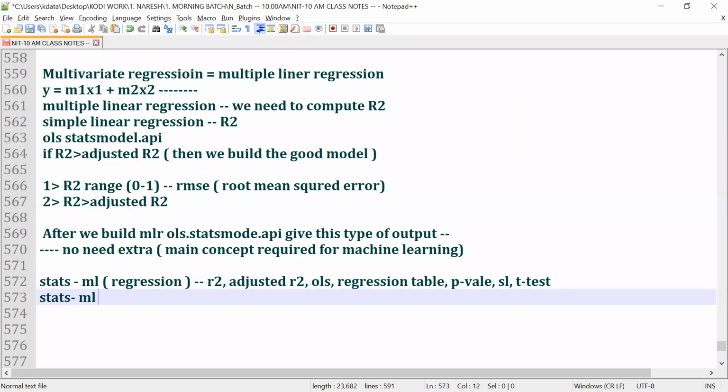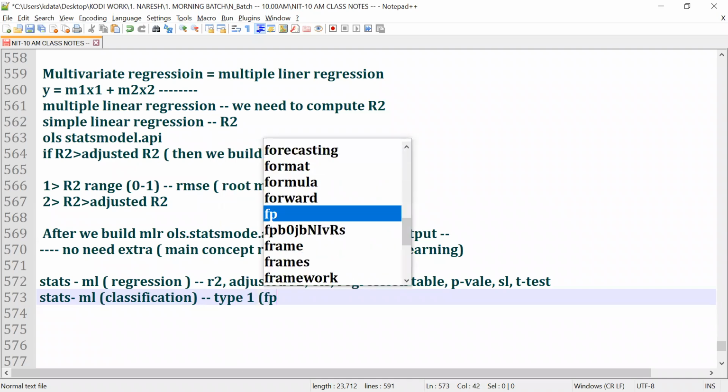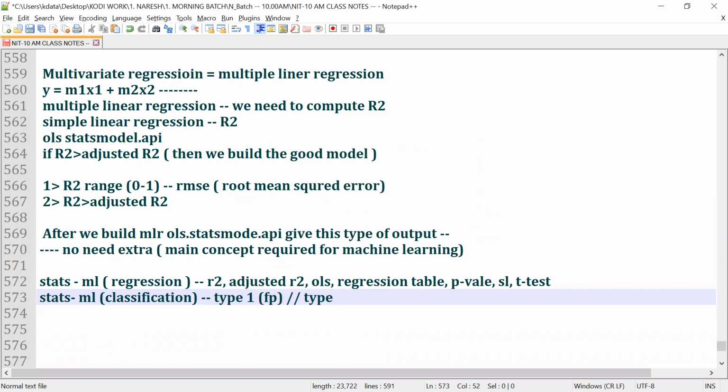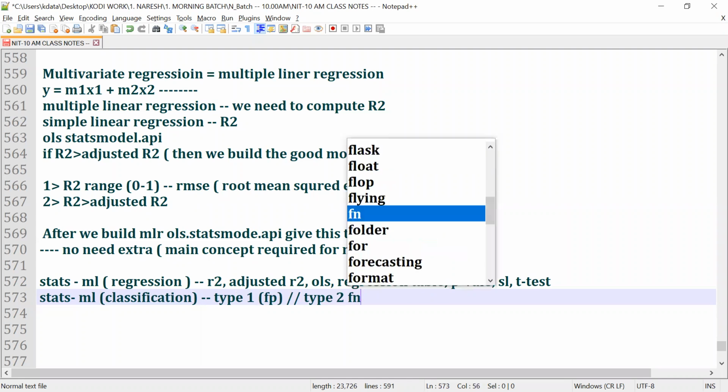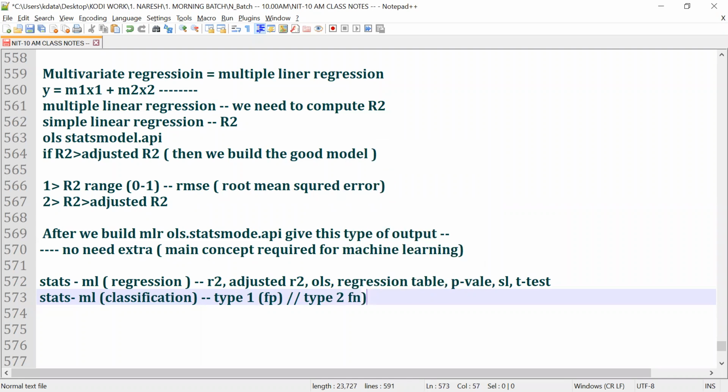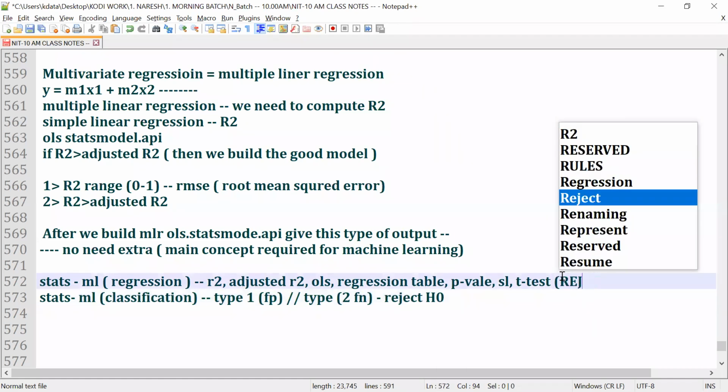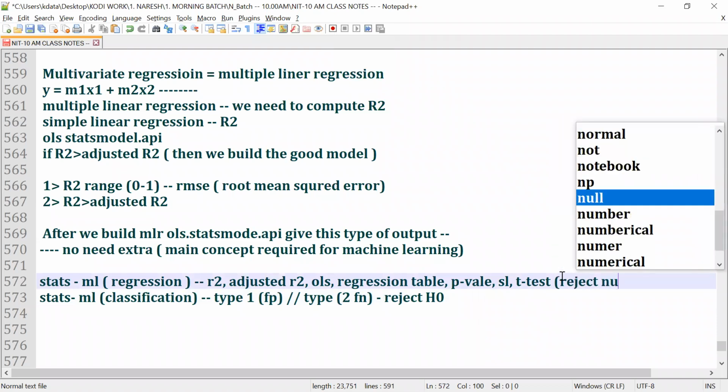Now let me go back, stats to ML, classification. In classification, what we have? Type 1, or we call it false positive, and type 2, we call it false negative. And most of the time, in both cases, we are trying to reject the null hypothesis H0, right? In this case also we are trying to reject the null hypothesis.